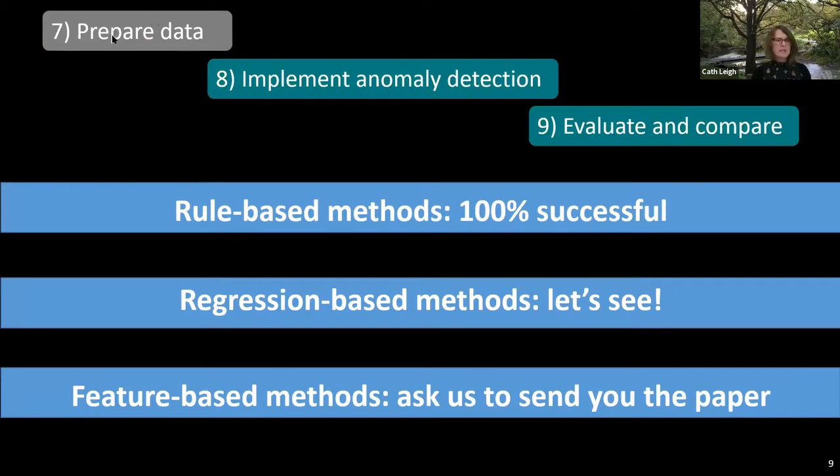The next steps are to prepare the data for input into the anomaly detection method. So for example, this may require you to do some transformations, implement the anomaly detection, and then evaluate and compare. Now, the rule-based methods are 100% successful. For the regression and the feature-based methods, I'll take you through some of the key findings and take-home messages that we have from the regression-based methods with the case study. For the feature-based methods, again, please ask us, we can send you the paper, and I've also got links in the presentation to them.